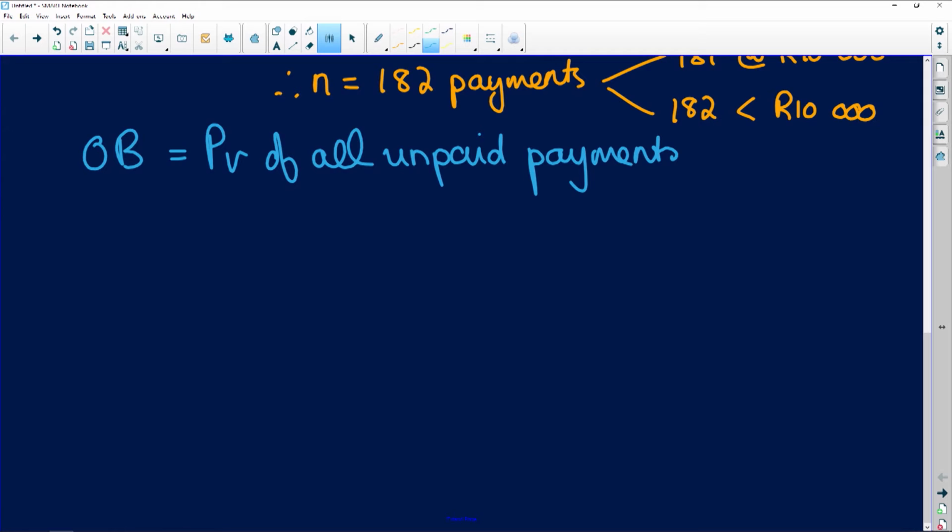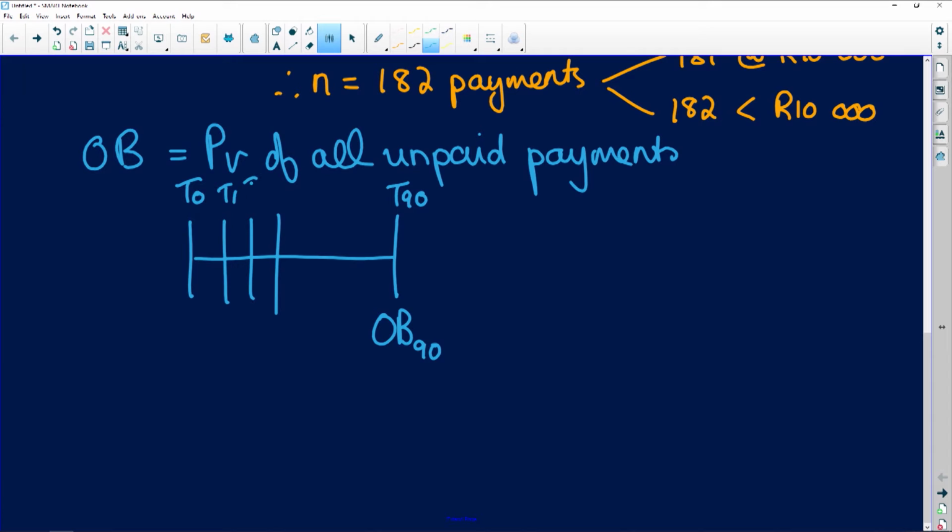We want the outstanding balance, I'm going to draw a timeline here, at point 90. Timeline 90. This is what we're looking for. Now, all over here, there were payments of 10,000. So I'm just going to put 10K, 10K, 10K, and we had 885 as our present value. So what do we know? We know that the 10,000 payments were definitely made.